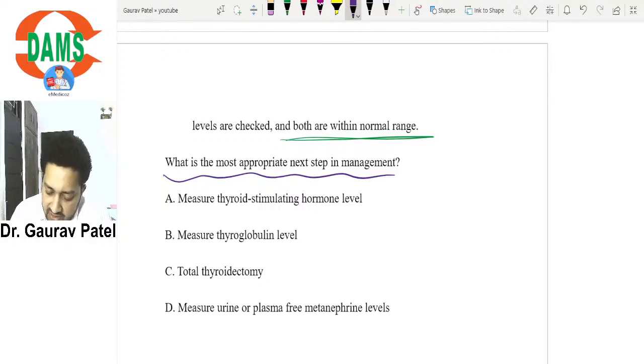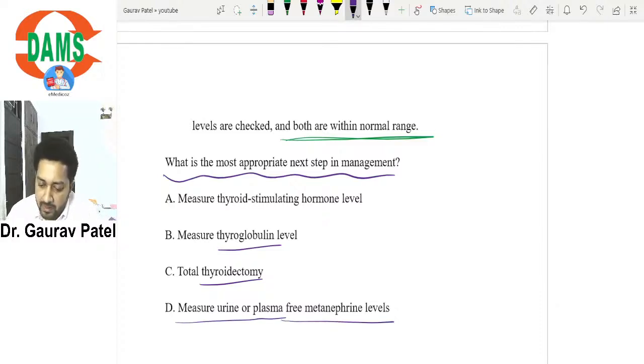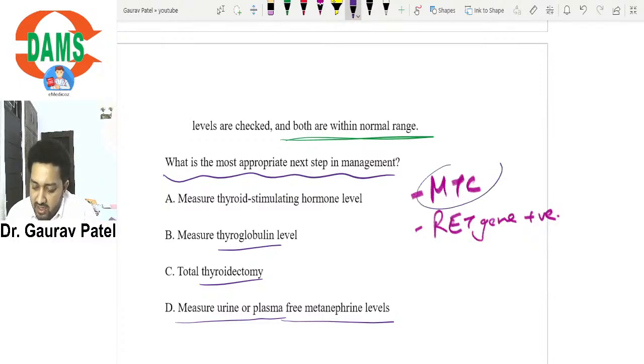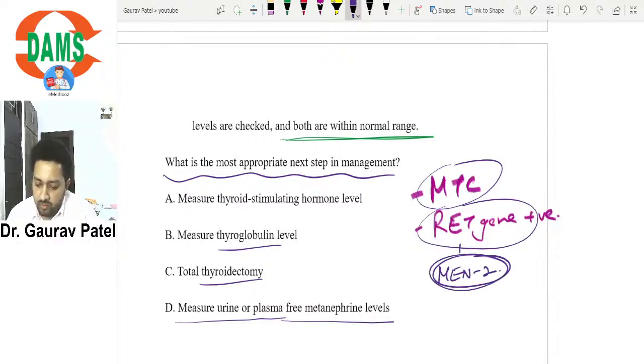Measure thyroid stimulating hormone level TSH, measure thyroglobulin, total thyroidectomy, measure urine or free plasma metanephrine level. Patient is having medullary thyroid cancer and RET gene positive. Okay, so what is coming into your mind? What do you want to rule out in this case? Medullary thyroid cancer, RET gene, it could be a MEN syndrome, MEN 2A or 2B.